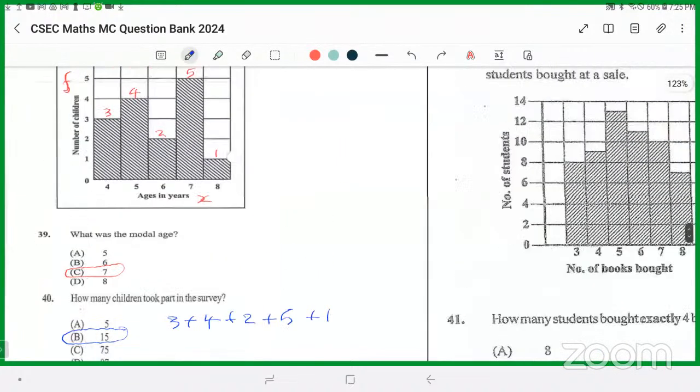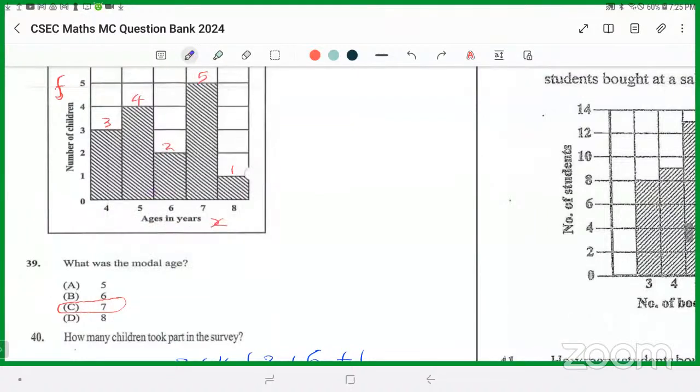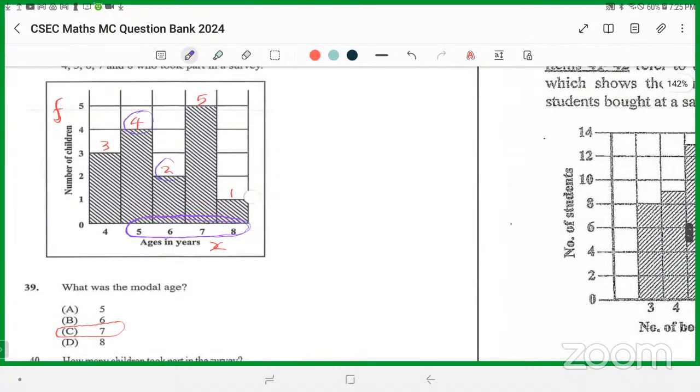So you're talking about these ages up here, which means that you're talking about these children up here. These were more than 4 years. More than 4 years. 5, 6, 7, 8. That is 4 plus 2 plus 5 plus 1. That's 12.